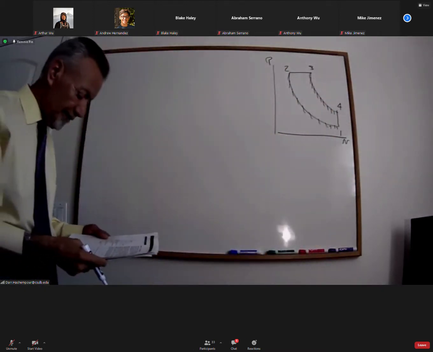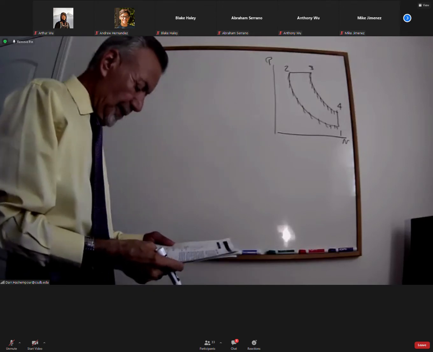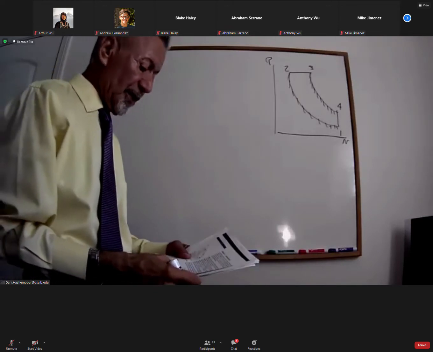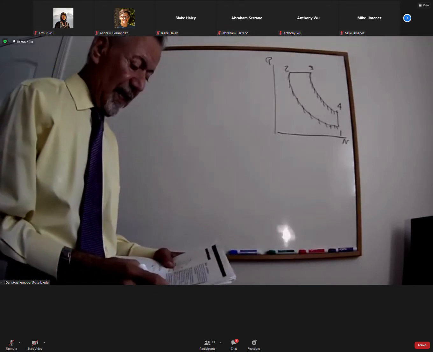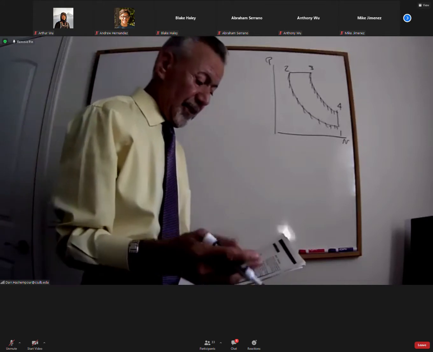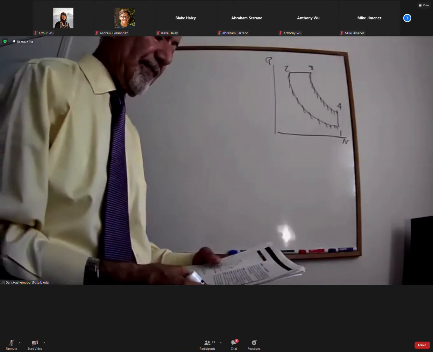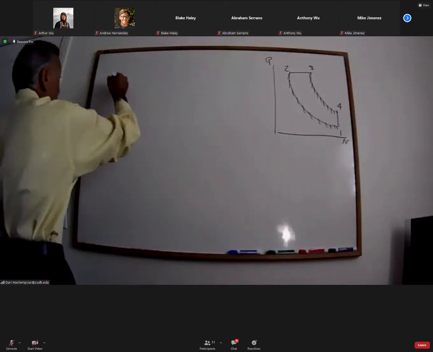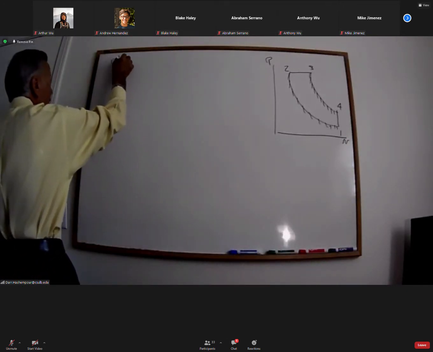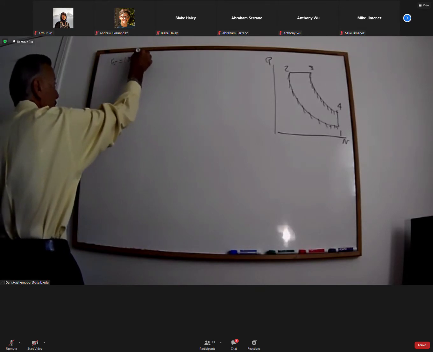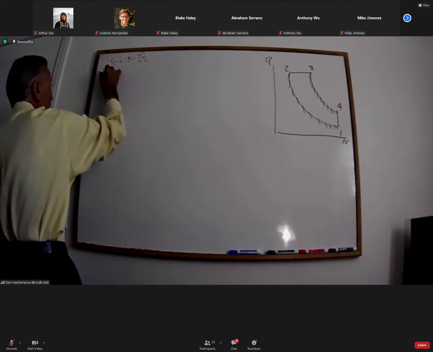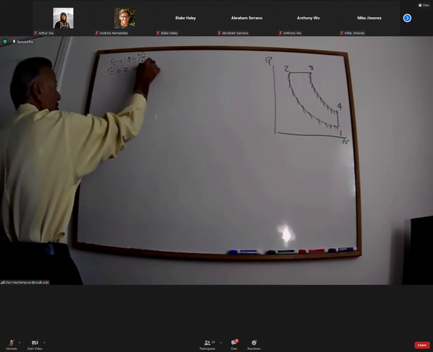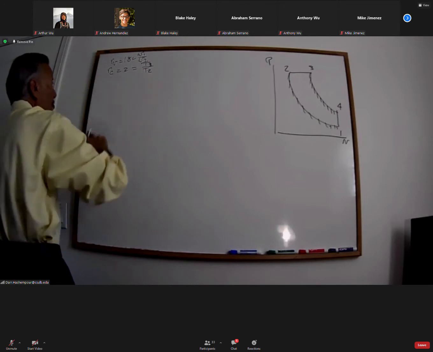Now this project, again, you need to read the project very carefully to see what you have. This is an ideal diesel cycle. It has a compression ratio of 18. So r_v is 18, which is V1 over V2. And a cutoff ratio of 2. That means T3 over T2 is equal to 2.